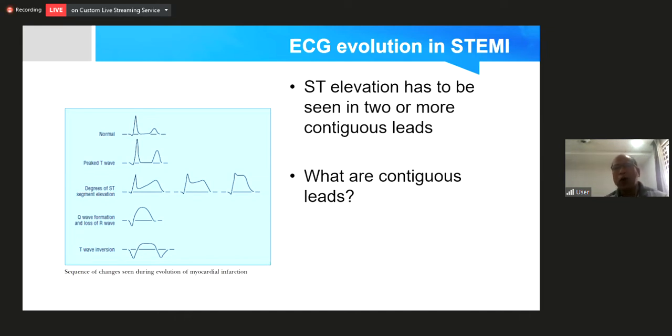Meaning that if you do echo, the lesion is at the same side, meaning V1 to V2, at that myocardium. It cannot be this myocardium and suddenly that myocardium, because then you cannot explain why the occlusion occurs like that. So patchy. Okay. Next slide.